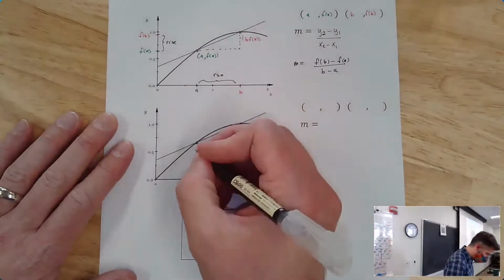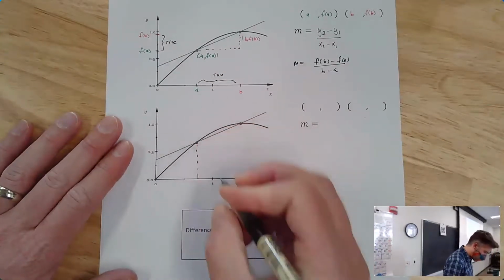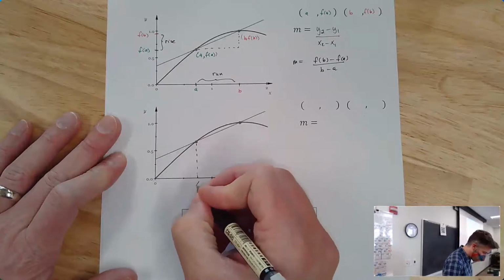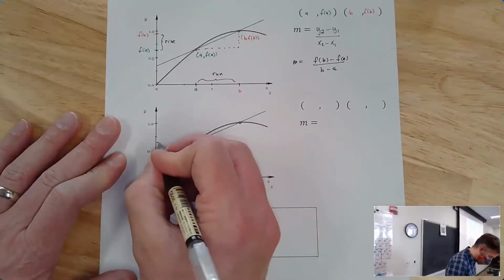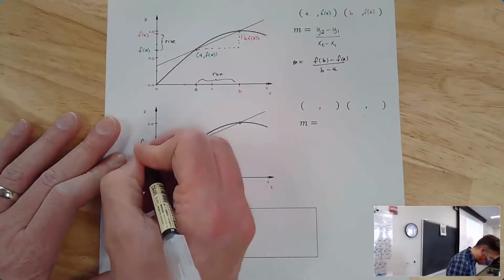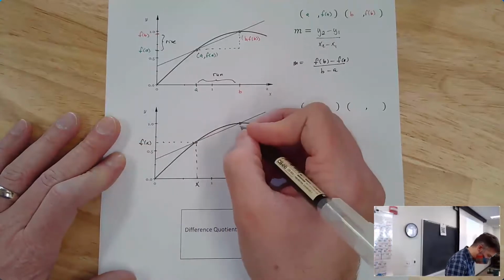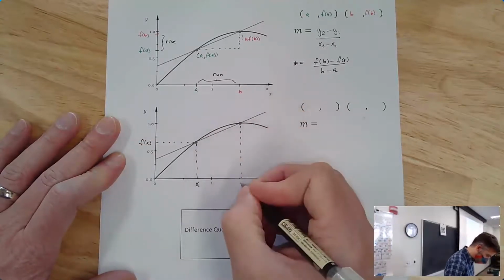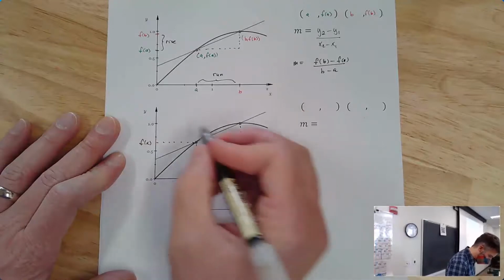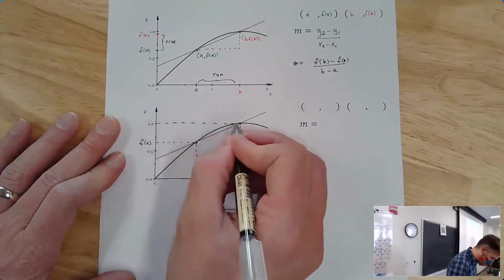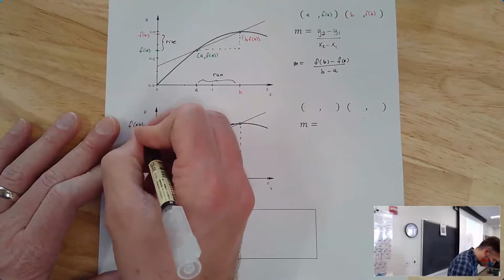So I'm going to rename my points. Instead of calling that point A, I'm going to call it X. And the Y value is going to be f of X. Instead of calling this point B, I'm going to call this value X plus H. I'm going to call this value f of X plus H.